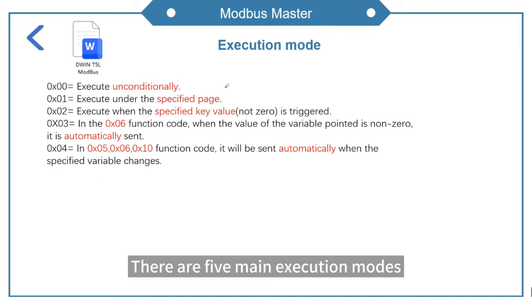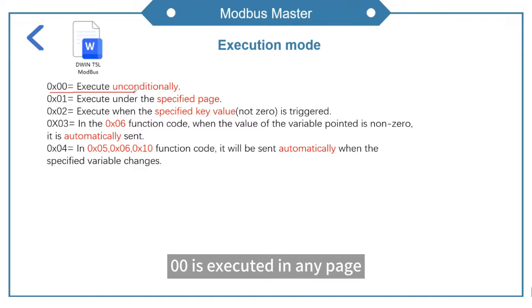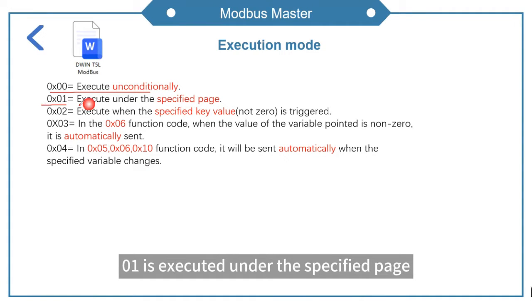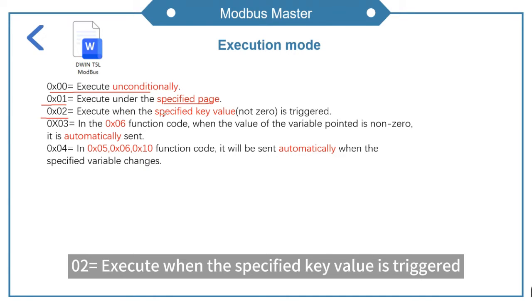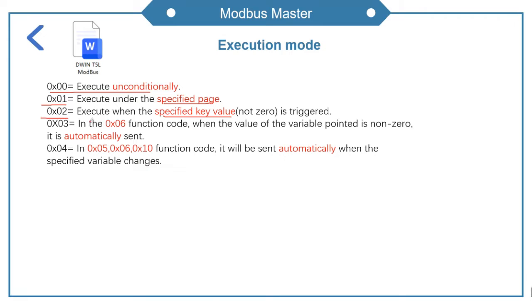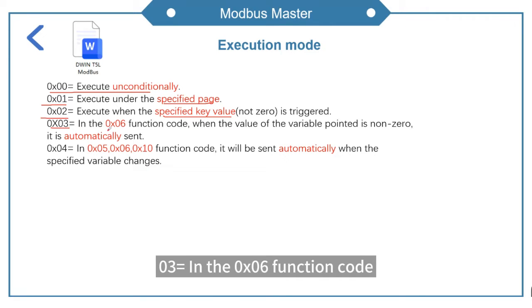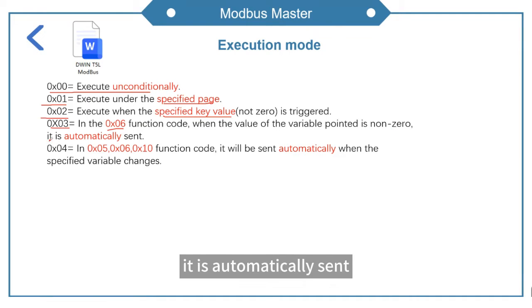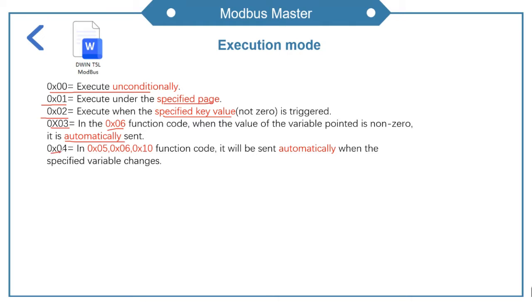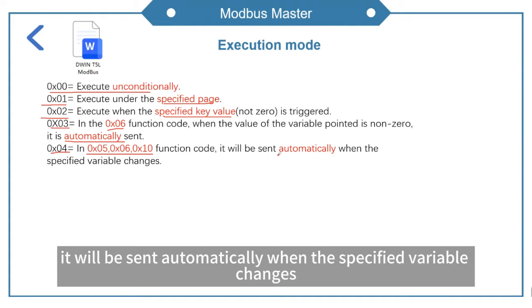There are 5 main execution modes. 00 is executed in any page. 01 is executed under the specified page. 02 equals execute when the specified key value is triggered. 03 equals in the 0x06 function code, when the value of the variable pointed is non-zero, it is automatically sent. 04 equals in 0x05, 0x06, 0x10 function code, it will be sent automatically when the specified variable changes.